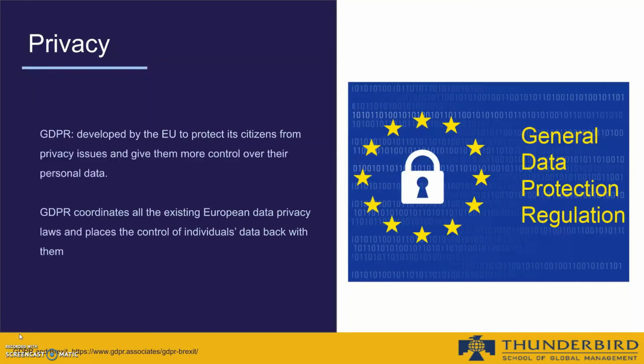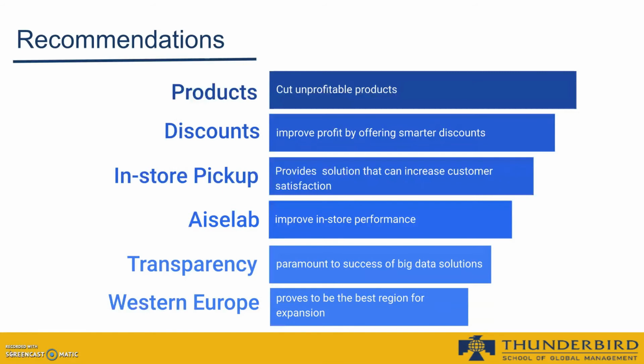Also, Superstore should not hide behind long user agreements and should be transparent in how they collect data on their customers. To sum up our recommendations, Superstore should cut unprofitable products from the catalog and focus their offerings on only more profitable products. They could also improve profitability by offering smarter discounts.